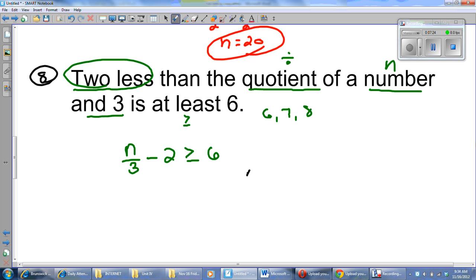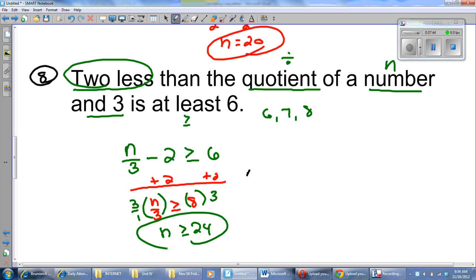All right, so to solve this, we're going to add 2 to both sides. We're going to get n over 3 greater than or equal to 8. And then Trevor knows that we're going to multiply both sides by 3 to get the n alone. So n is going to be greater than or equal to 24.